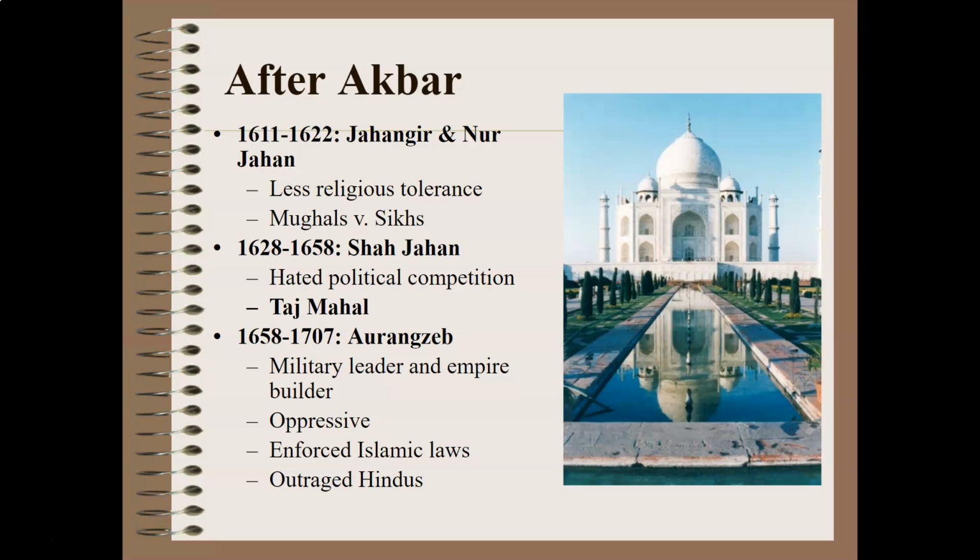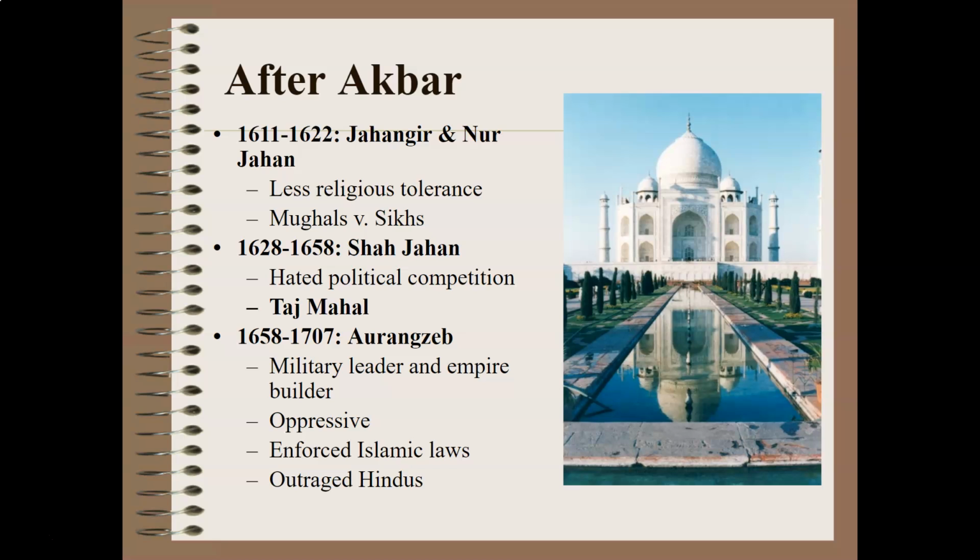Now, Shah Jahan, who takes over shortly after the rule of Jahangir and Nur Jahan, is somebody that hated political competition. And this is where you can make a comparison with what was going on with the leadership of the Ottoman Empire after Suleiman the Great, is their rulers started to hate political competition, and it started to kind of rot away the infrastructure of the empire.